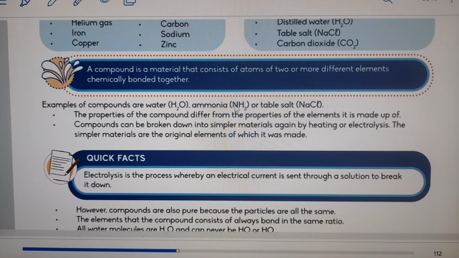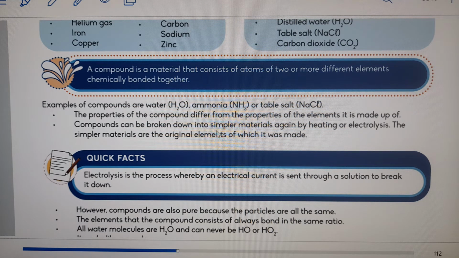So that is ammonia, an example of a compound. Table salt, which is sodium chloride. And the properties of compounds differ from the properties of the elements that they are made up of. So the properties of ammonia are not the same as the properties of nitrogen, or the same as the properties of hydrogen. The properties of a compound are different from the elements that it is made up of.